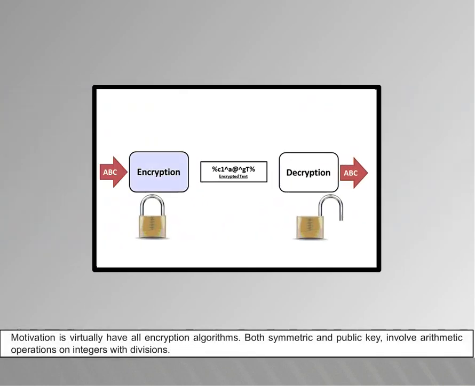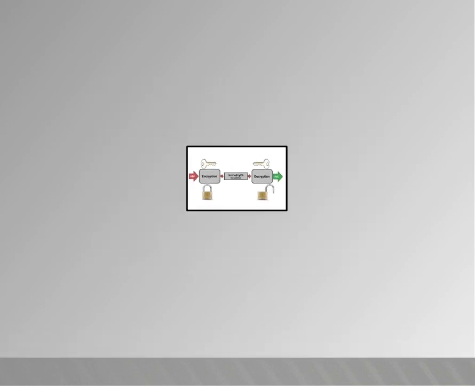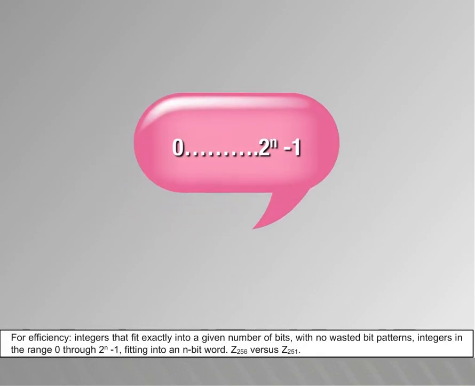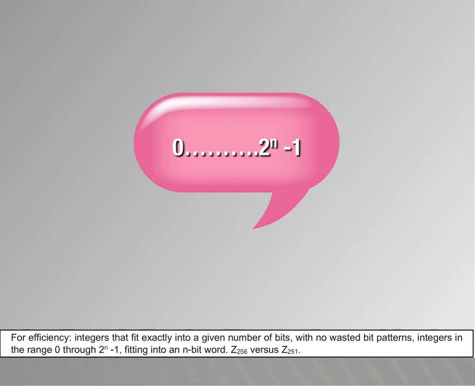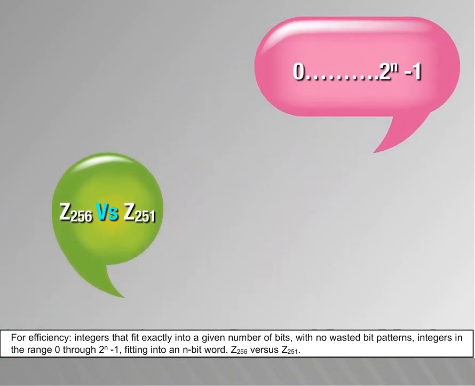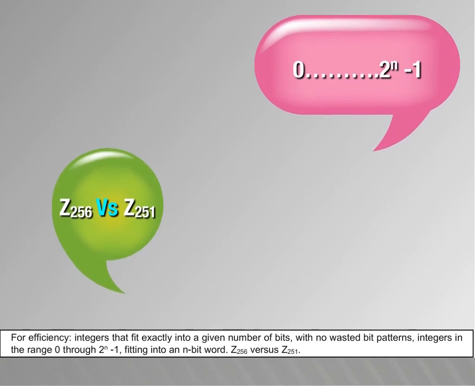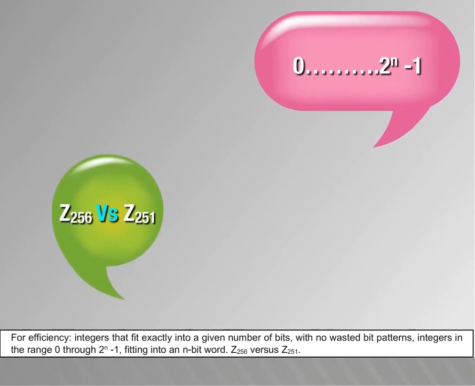Motivation: virtually all encryption algorithms, both symmetric and public key, involve arithmetic operations on integers with divisions. For efficiency, we want integers that fit exactly into a given number of bits with no wasted bit patterns: integers in the range 0 through 2 power n minus 1, fitting into an n-bit word, Z256 versus Z251.